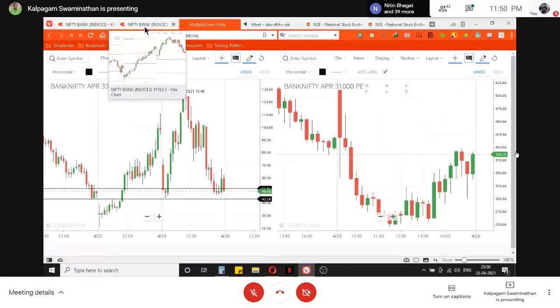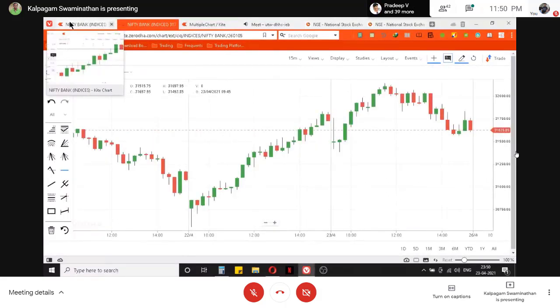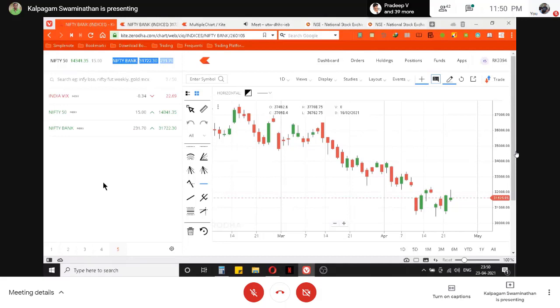I am not a big believer of buying high priced options. I will not take an option at 200 rupees, 300 rupees. I will wait for the price to fall to the rock bottom and then only buy. Even if you follow only this one rule, that you will not buy a costly premium, you will save a lot of money.